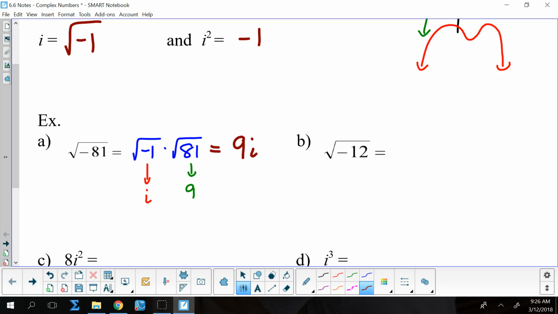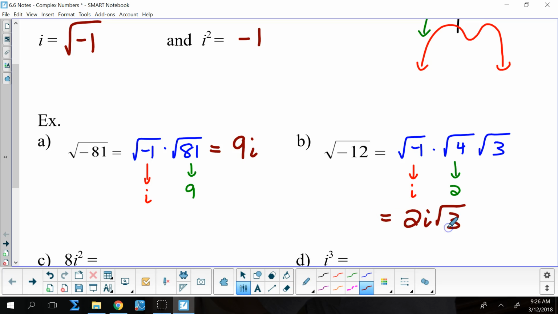And then the square root of negative 12 would become the square root of negative 1 times the square root of 12, which is the square root of 4 times the square root of 3. The square root of 4 is 2. The square root of negative 1 is i. So we write this as 2i times the square root of 3. We put that real number first, then the i, and then the square root at the end.